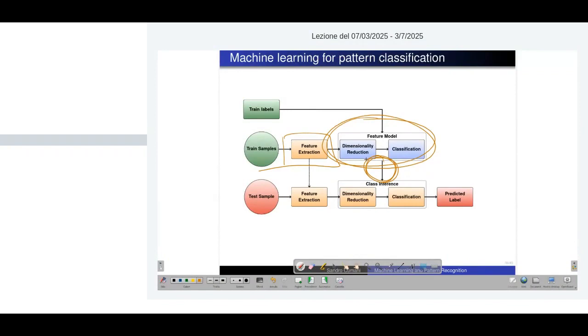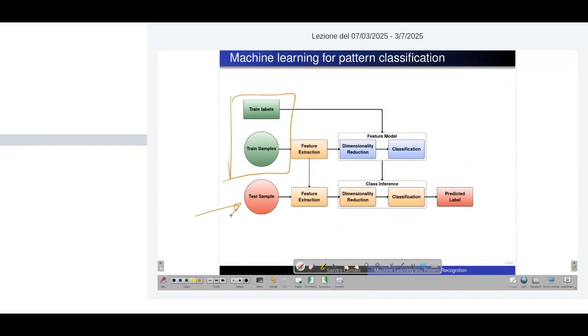So this classification and dimensionality reduction box are actually learned. So we create models that have parameters that are learned from a training set. The training set is the data that we will use to estimate everything that needs to be estimated.